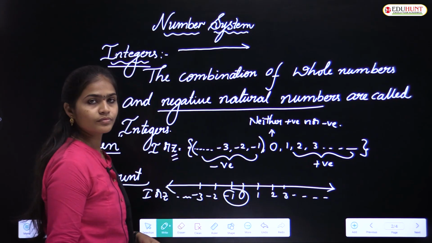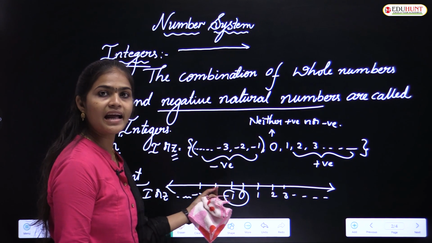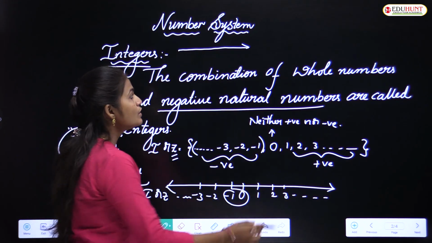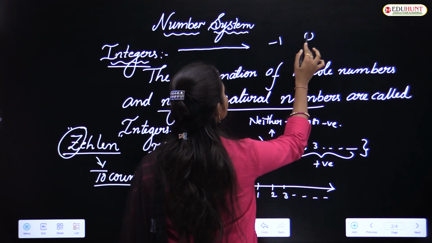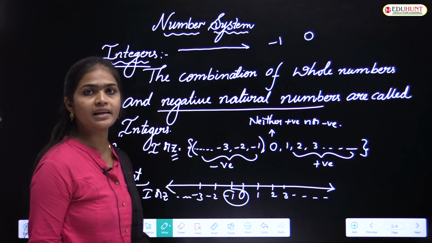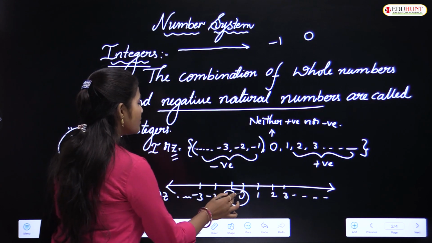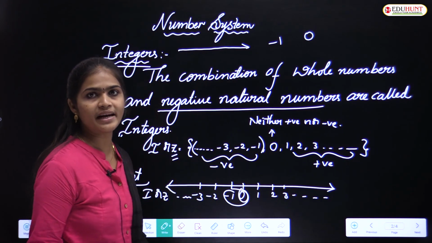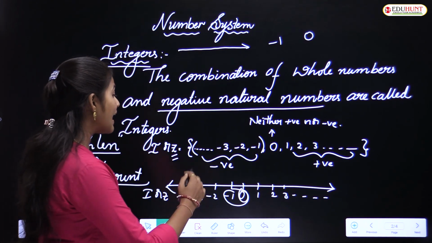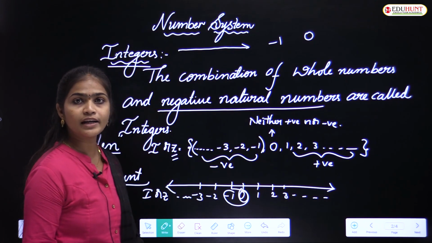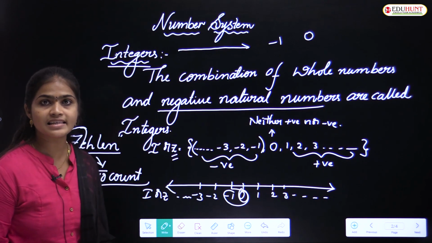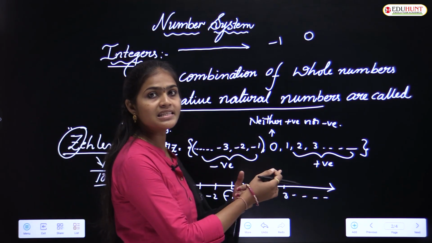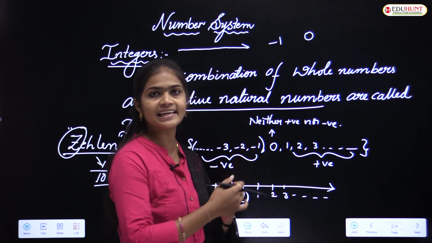Now observe -1 and 0. I am going to compare these two numbers, -1 and 0. Which one is greater? Which one is smaller? Here 0 lies on the right side of -1. Already I told you that the number which lies on the right side of the given number is greater.